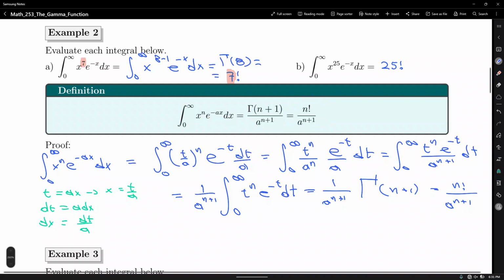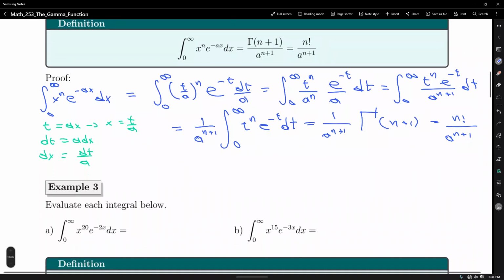So now before we leave, yeah, we have time. Let's evaluate these two integrals right here using this consequence, or this corollary, if you will, of the gamma function. All we need to do is identify n equals 20 and a equals 2. That's it. So this is n factorial, that is 20 factorial, divided by, what's a? Isn't that 2 raised to the 20 plus 1, which is 20 factorial divided by 2 to the 21st power. Don't even compute, just leave it like that.